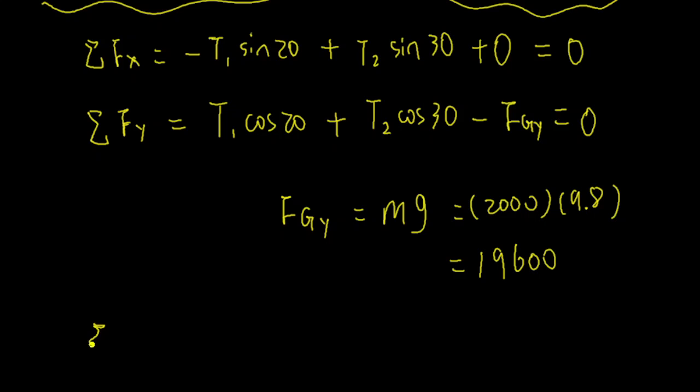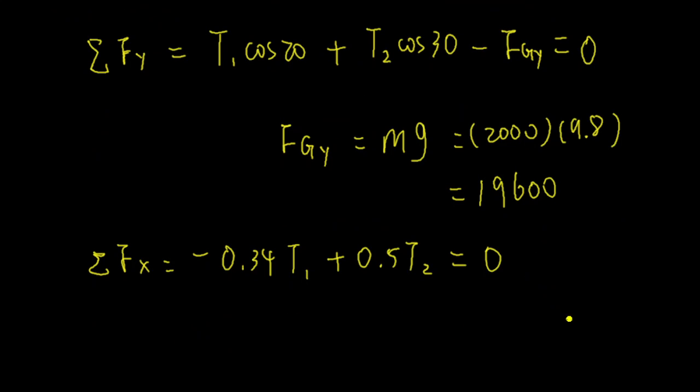So this is here. Sum of force in the x direction is basically equal to, okay, what's sine 20 degrees in decimal? So sine 20 degrees is 0.34, rounded to 0.34, but it's a negative sign here, so it's negative 0.34 tension 1, right? Plus sine 30 degrees. What is that in decimal? 0.5. 0.5 tension 2, right? Plus 0 is just 0, so we don't care. So this is 0. Okay, next.